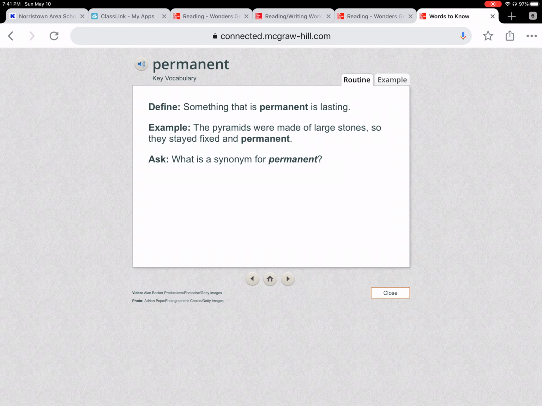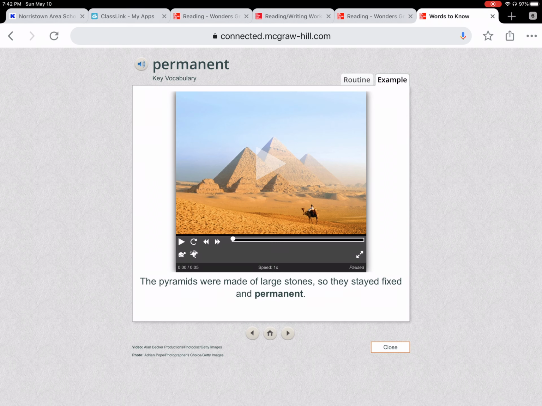It was everlasting. What's a synonym for permanent? Well, that's pretty easy. Synonym is a word that means the same. So look back in the definition or look back in the sentence. See if you can come up with a synonym. All right, we're almost finished.